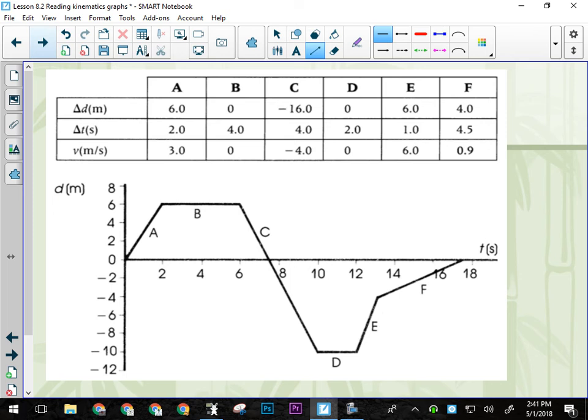Nothing. Okay, standing still. Where is the object going faster? E or F? Okay, why do we say E? Steeper, right? It obviously covers greater distance in a smaller time interval, whereas this one doesn't go as far and takes much longer in order to do that. Okay, next question. I want you guys to see if you can calculate the total displacement of this object over the entire 17-second trip.